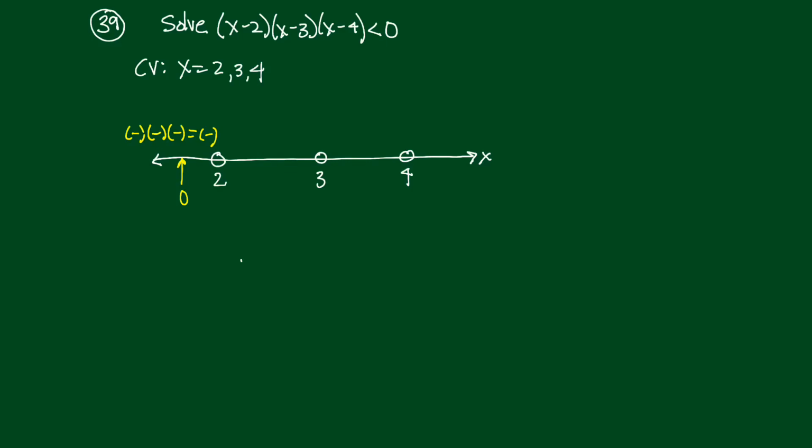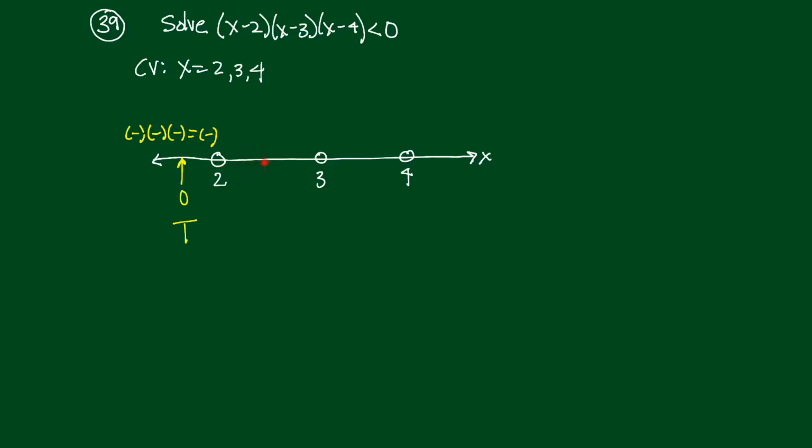So what we're saying is that if you pick any number in this interval and put it in here, what you end up with is a negative, and then look at the statement that you're making. Negative less than 0. That's true. So all the numbers in that interval are solutions. We're going to shade that interval. Let's move on to our next interval.